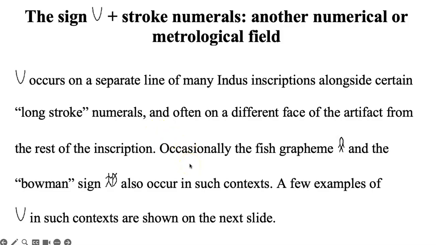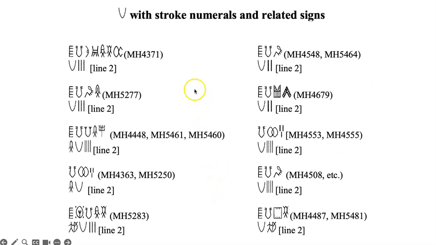For now, let me just show you a few examples of this. And notice that very occasionally, the fish grapheme and also this sign that looks like a man holding a bow, the Bowman sign, also occurs in those contexts. So here's some examples. Now, it's not really evident from this table, but what we actually have here is on one side of the object, the main face, this inscription here, MH4371. And then what's listed as line 2 is actually on a different face of the object. So it seems to be denoting something that's pretty much apart from and extraneous to whatever is being denoted by this.